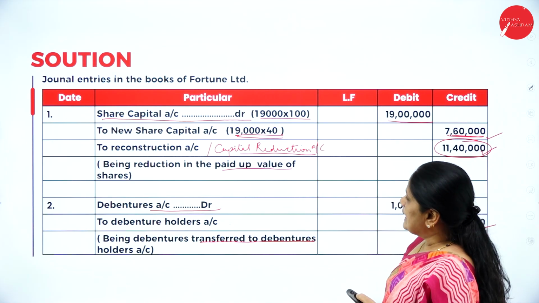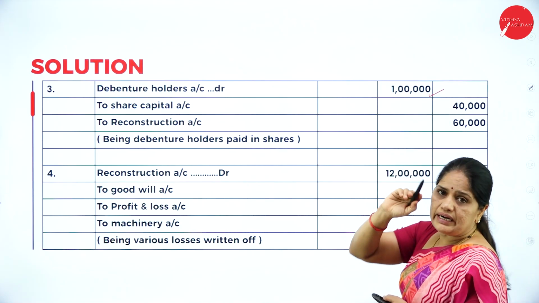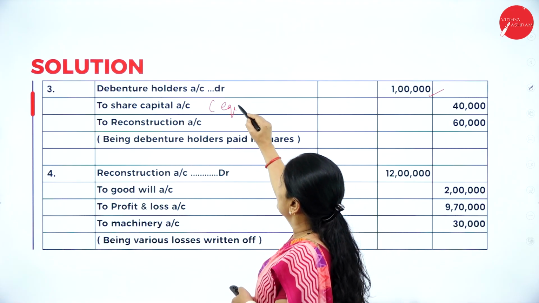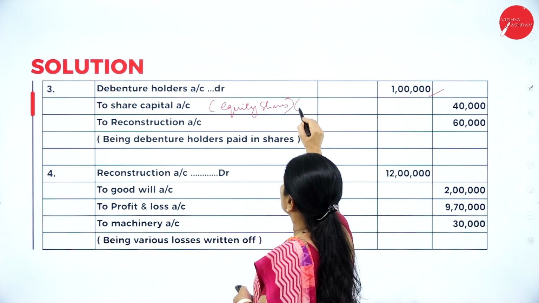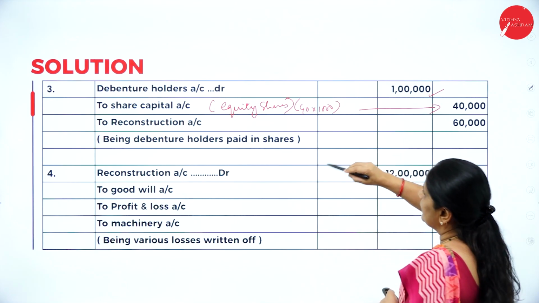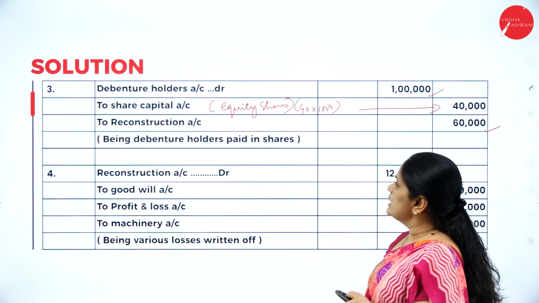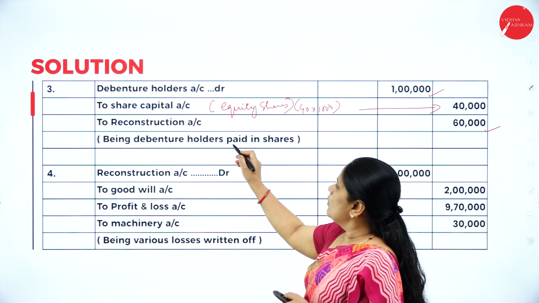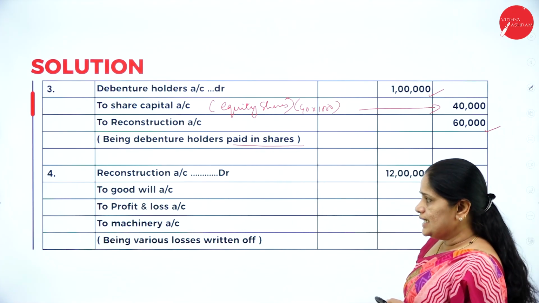So, when I am writing the journal entry here, I write debenture holders account debit 1 lakh to share capital. This is the equity share capital, as we are issuing equity shares. That is 40 into 1,000, 40,000, and to reconstruction account, the difference amount is 60,000. Being debenture holders paid in shares.